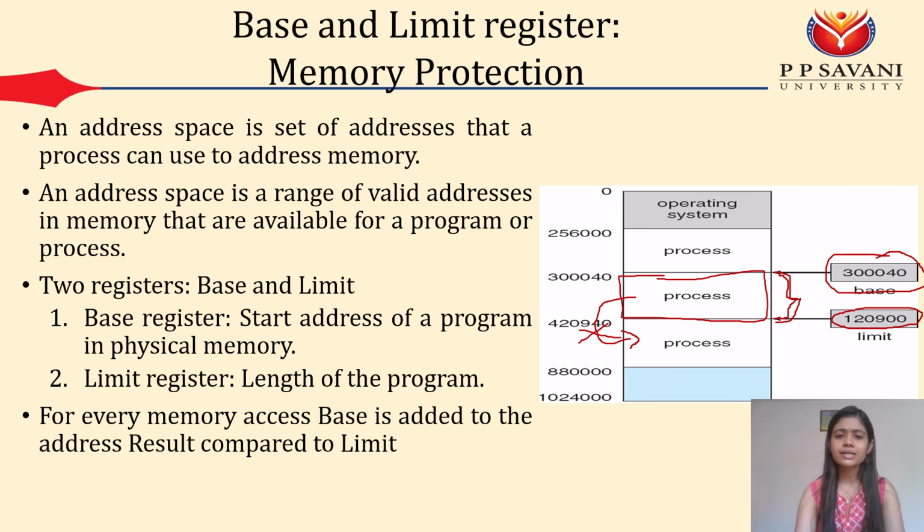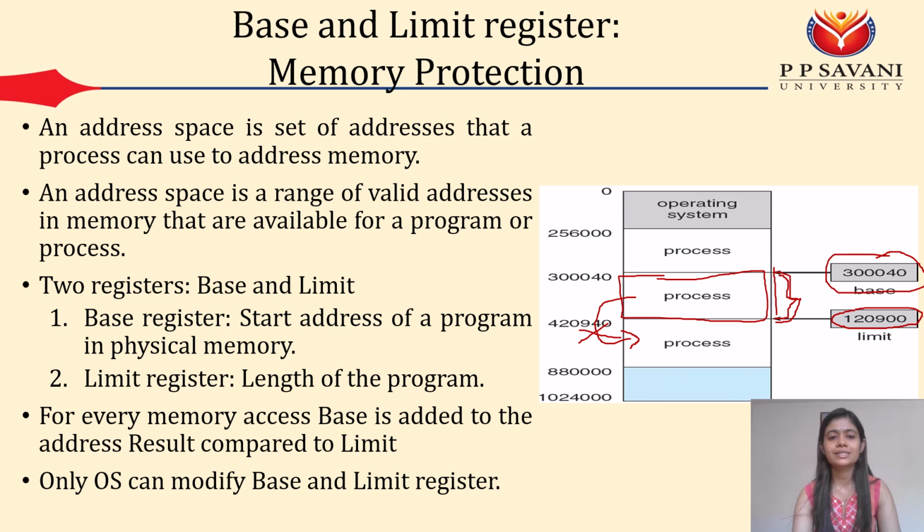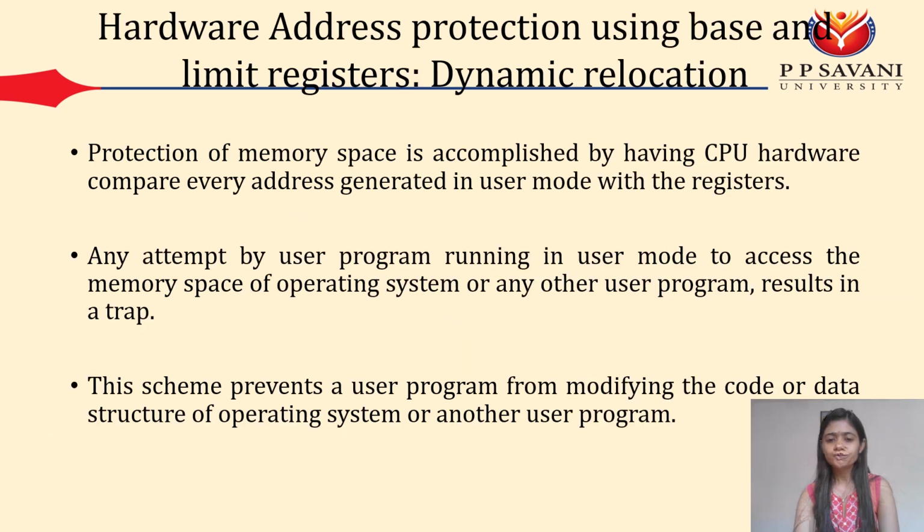For every memory access, the base is added to the address result and compared to the limit. If it falls into the valid range, we allow access to that memory. If it goes beyond the limit, we do not allow the process to access that data. Only the OS can modify the base and limit registers. No one is allowed to change them except the operating system.